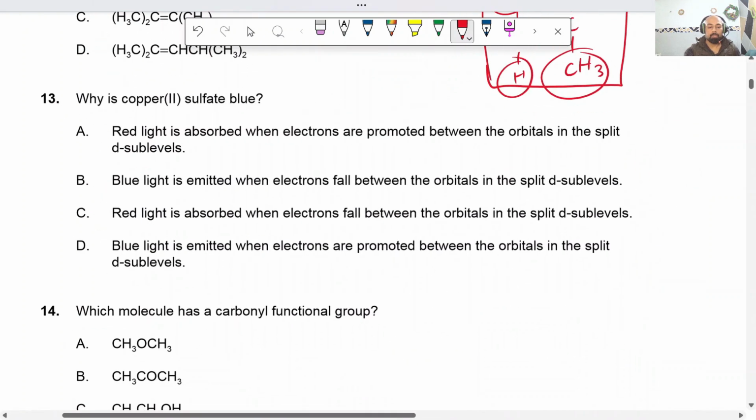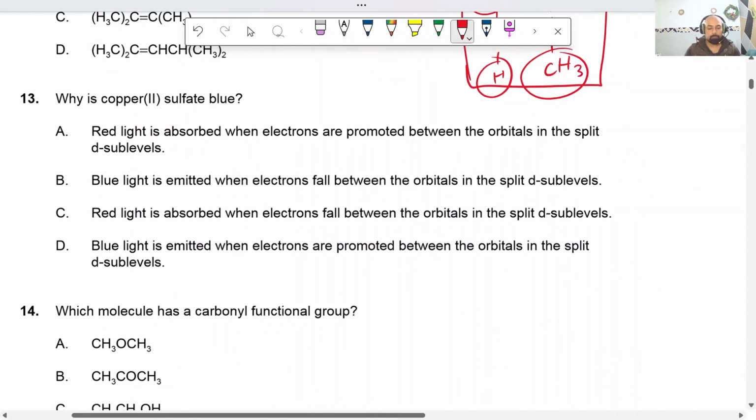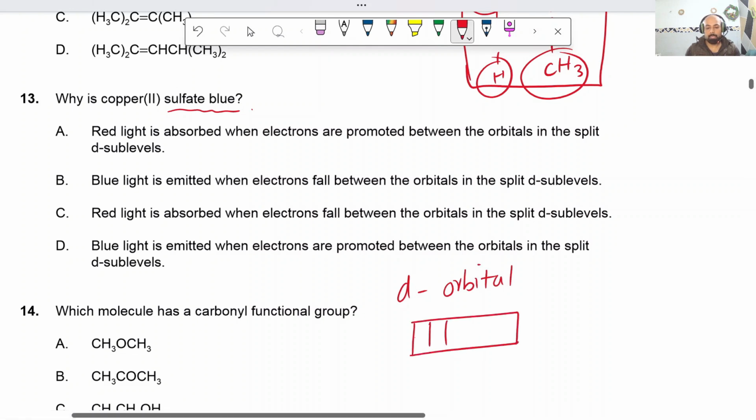Now, let's talk about question number 13. Why is copper 2 sulfate blue? Now, this question is from the chemistry of transition metals and colored compounds. Before we jump into the question, you need to understand that when we talk about the d subshell or d orbital, the d orbitals are basically of 5 main types: 1, 2, 3, 4, 5.